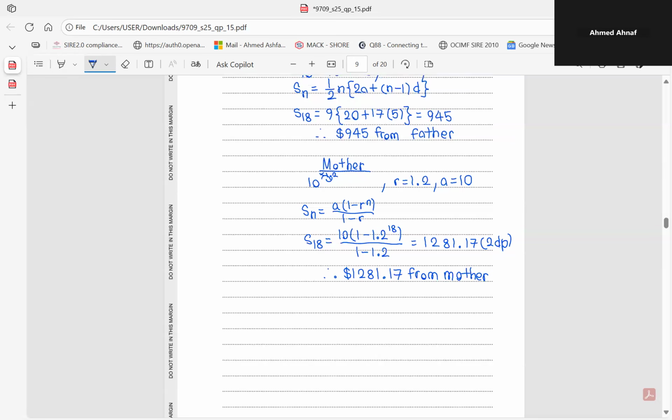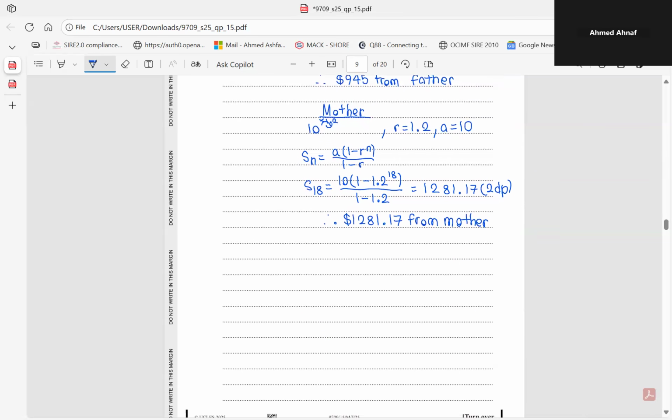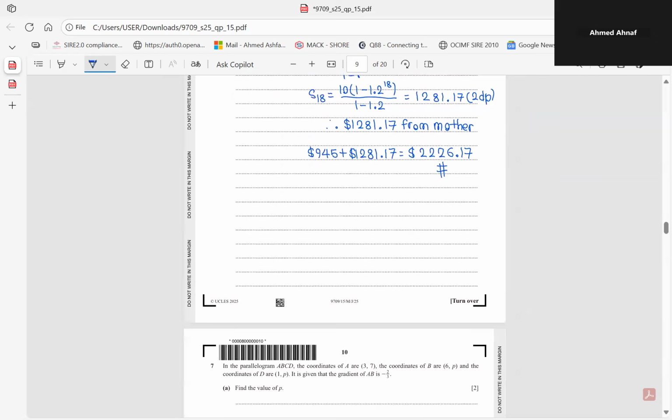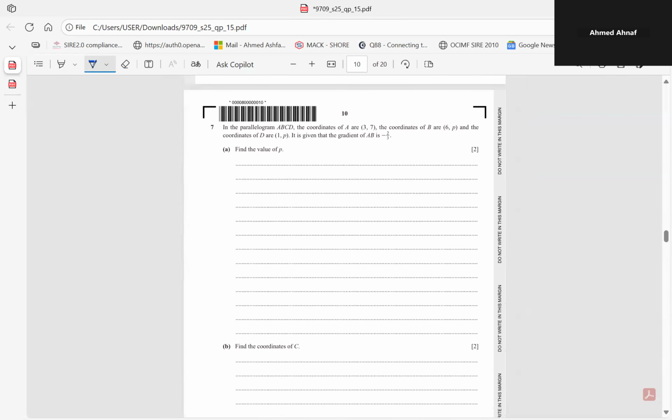Okay, and now we're just going to add these two numbers up. So 945 plus 1281.17 equals 2226.17. So this is our final answer for this part. Let's head on to the next question.